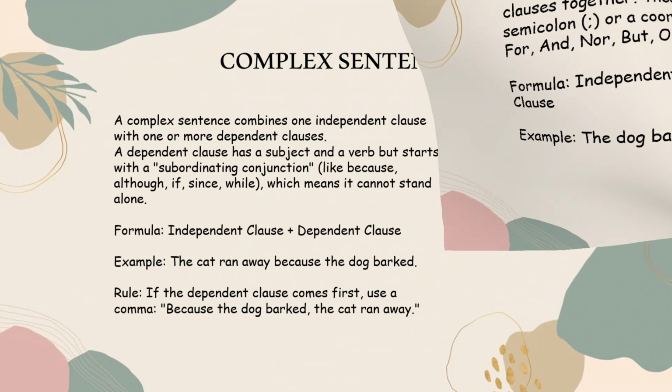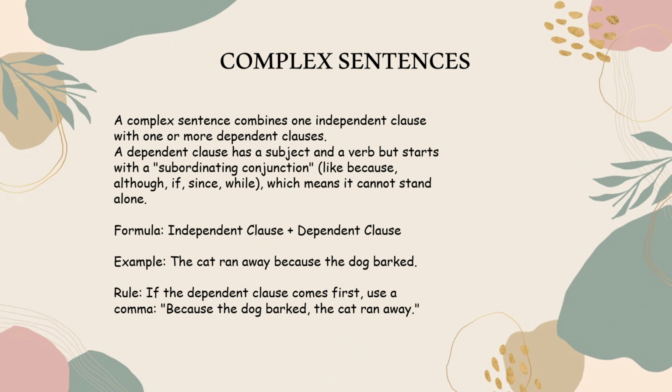The last and final thing on the list is complex sentences. A complex sentence combines one independent clause with one or more dependent clauses. So a dependent clause is a clause which has a subject and a verb, but it starts with a subordinating conjunction, like because, although, if, since, and while, which means it cannot stand alone. So the formula for a complex sentence is an independent clause with a dependent clause.